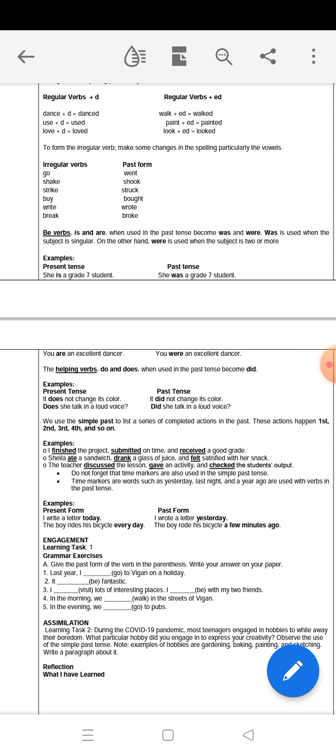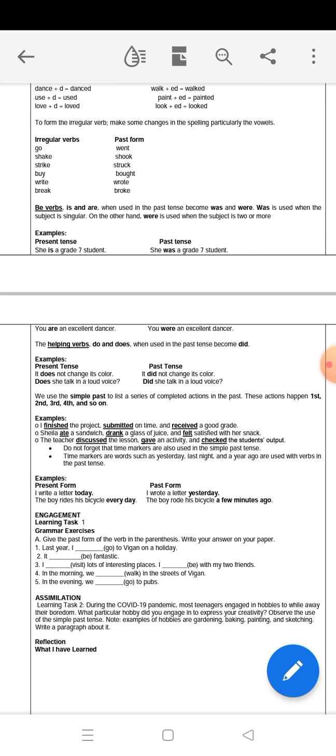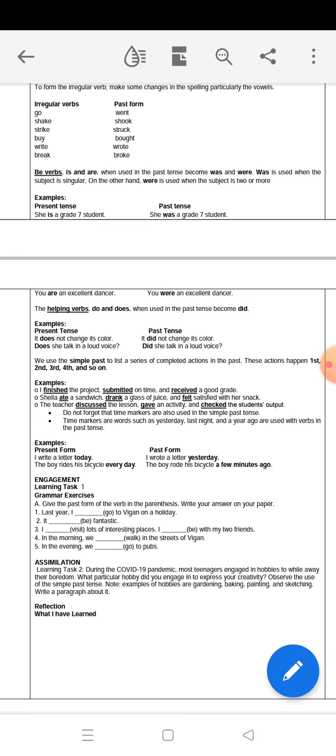Okay? And then, to form the irregular verb, make some changes in the spelling, particularly the vowels. So, irregular verbs, for example, are go, shake, strike, buy, write, break. And then, if you form them as past form: go, went, shake, shook, strike, struck, buy, bought. Sorry, not bought, bought, write, wrote, break, broke. Okay? So, be verbs is and are, when used in the past tense, become was and were.